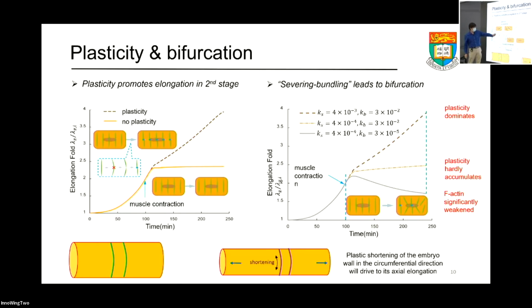It will bend this one. So what will happen is, after the cutting and the recrossing, basically that means the actin in this direction, the circumferential direction, will shorten. So since the volume is conserved, the shortening in this direction will again push the water to extend the embryo. That's actually what drives the elongation in the second phase.